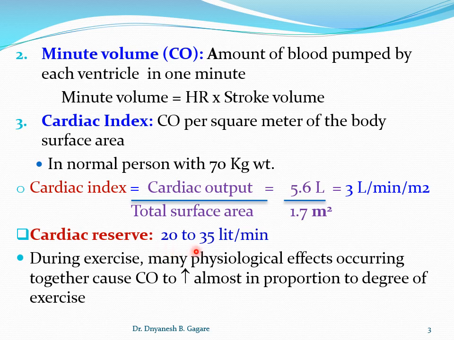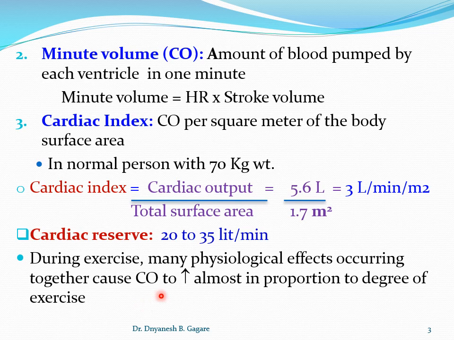But if the person is trained, if the person is a sports person or training is there, then cardiac output can be increased up to 30 to 35 liters maximum per minute. It means the trained, athletic person's heart can pump about 30 liters of blood per minute. That is called the cardiac reserve. But in a common person it can be increased up to 20 liters. Keep in mind.